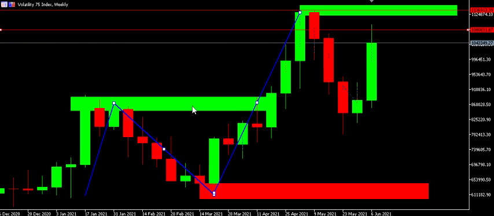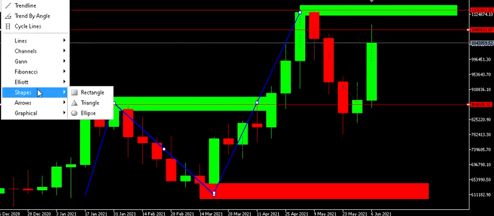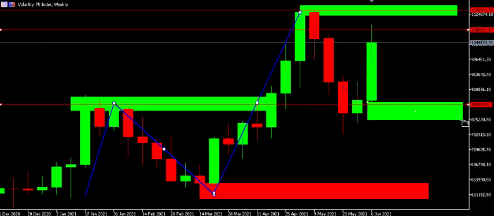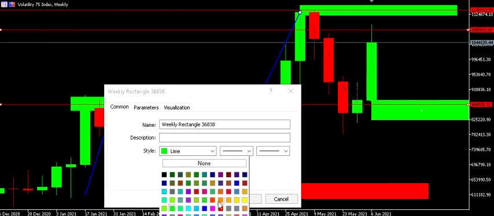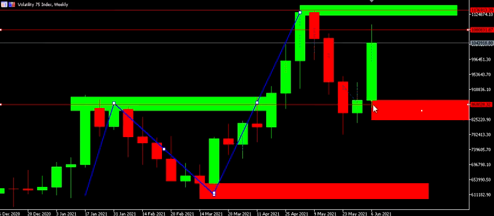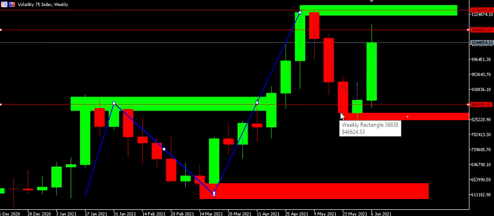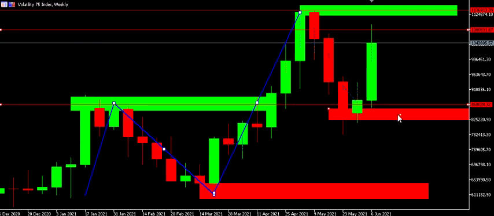Now this particular resistance area was broken at the 868,000 level. The broken resistance now became a support. Let me change the support zone to red color. It's now turned to a support zone. You can see it was resistance around here, now turned to support around here.